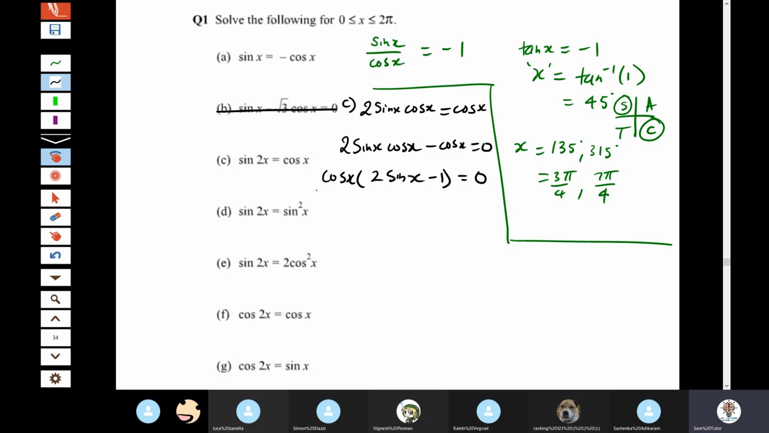You factorized. So think of it like this. If you've got two brackets equal to 0, what does that mean about each bracket? Either this one equals 0 or this one equals 0. True? Yeah. So same thing. If you've got two brackets equal to 0, it's either cos x equals 0 or 2 sine x minus 1 equals 0. And then go, finish it off now, and we'll check our answers.